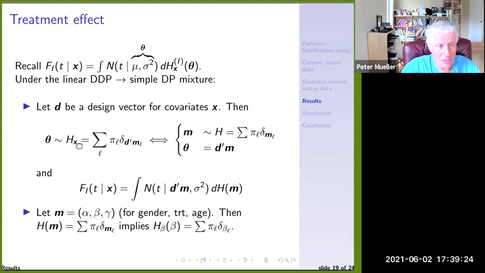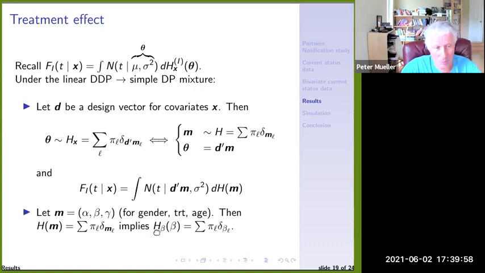The important thing is under this model, there is a particular parameter in the M sub L that can be attributed to the treatment, because that M sub L would now be like an intercept plus an effect due to age plus an effect due to gender plus an effect due to treatment. So here the M is like alpha, beta, gamma for gender, treatment, and age. And it's the coefficient for the treatment indicator. That's what we are after.